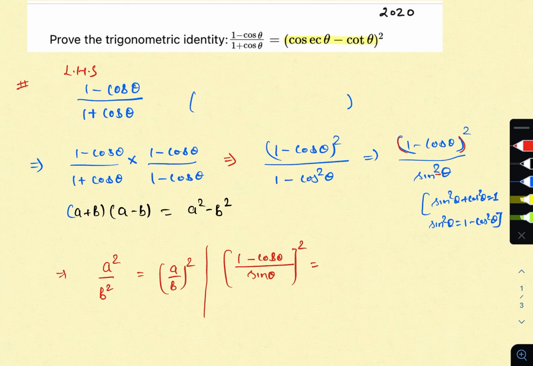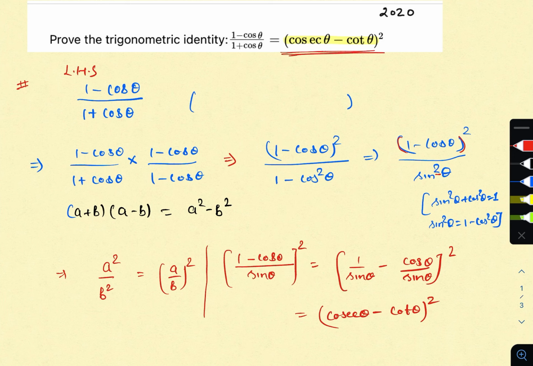Now what we will do, we will be separating the numerator term, meaning we are dividing the numerator term by the denominator. So it will be (1 upon sin theta minus cos theta upon sin theta) whole square. So 1 upon sin theta will be what? Cosecant theta minus cot theta whole square, and this is our right hand side. You can see here this is the right hand side. So only one thing you need to do here, just write this is equal to right hand side and hence proved. So this is our answer. So this is very easy.